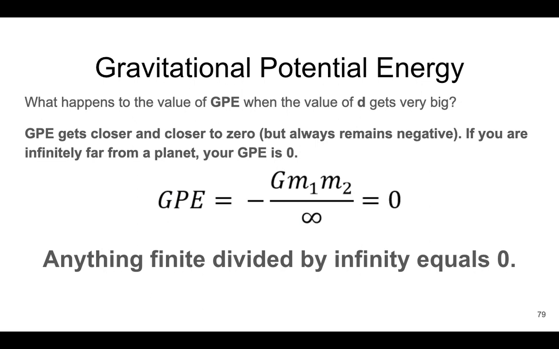So yeah, here's that idea, kind of explained mathematically. What happens to the value of GPE when the value of d gets very big? GPE gets closer and closer to 0, but always remains negative. If you are infinitely far from a planet, your GPE is 0.